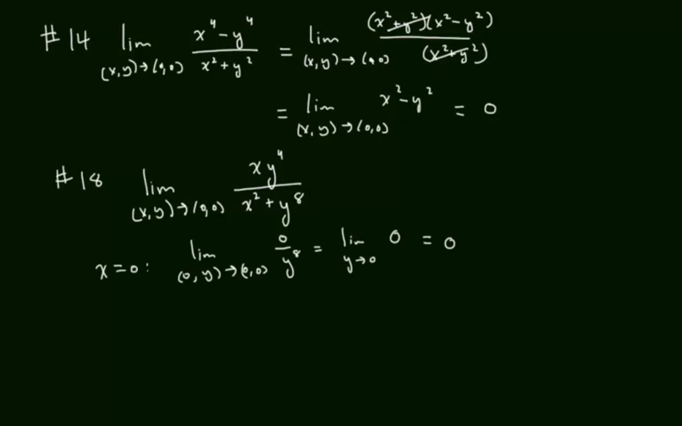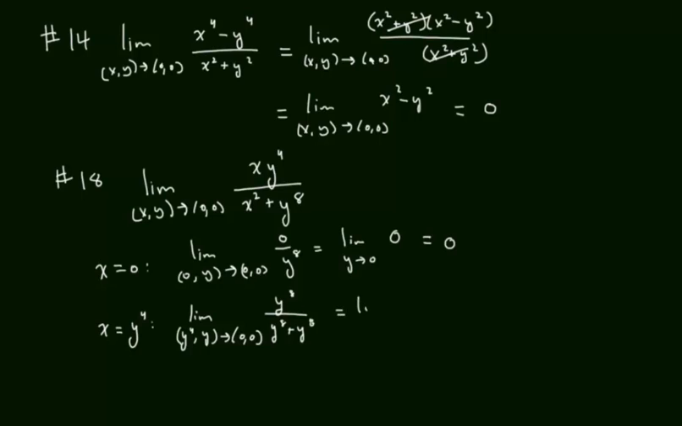Make sure you press pause before I write this, because this is the key. What are we going to let x equal? x equals y to the power of 4. So we have the limit as (y^4, y) approaches (0, 0) of, well, let's see, we'll have y to the power of 8 in the numerator, and we'll have y to the power of 8 plus y to the power of 8 in the denominator.